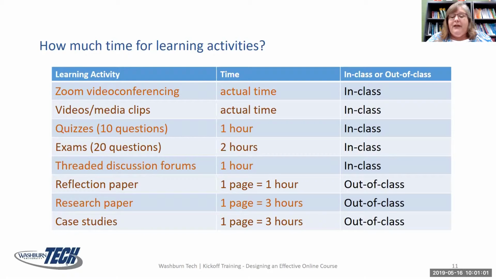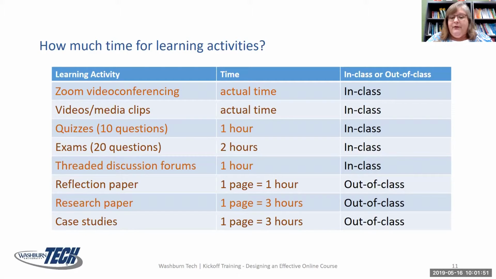And then another common activity in the classroom is a threaded discussion forum, which means that a student needs to respond to the starter question, and then throughout the week they need to keep coming back to that discussion forum to see what their classmates have written. For out-of-class activities, writing a reflection paper, 1 page is the equivalent of 1 hour. So a reflection paper is simply asking the student to reflect on or to summarize what they've learned.